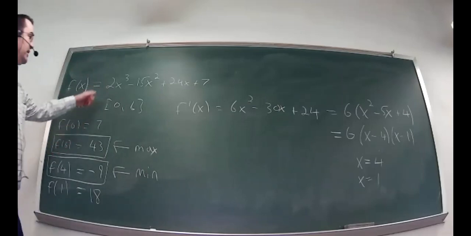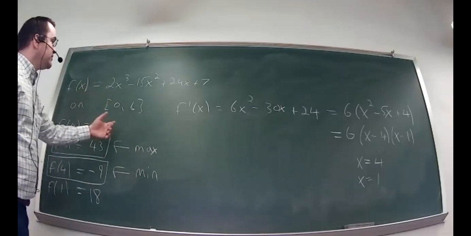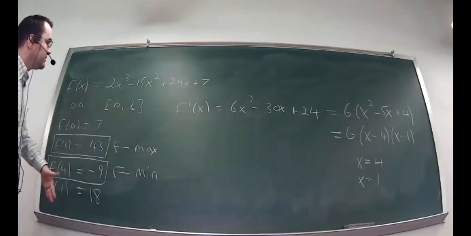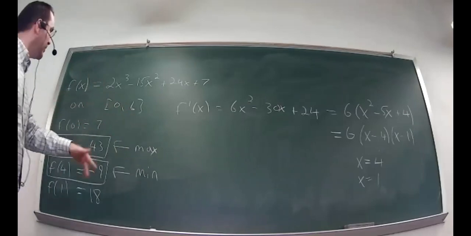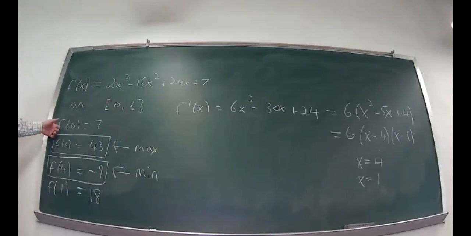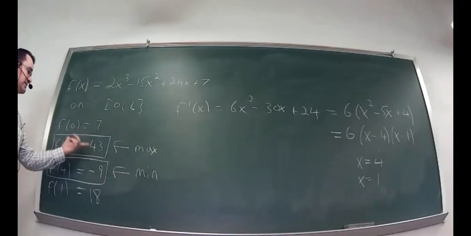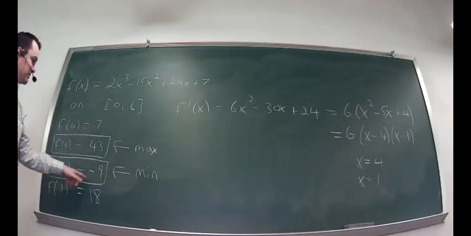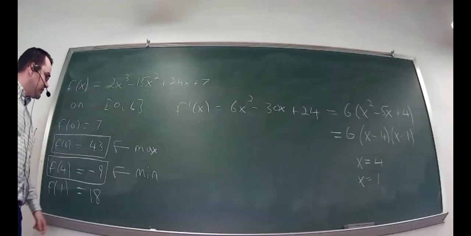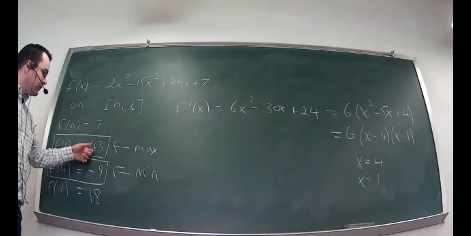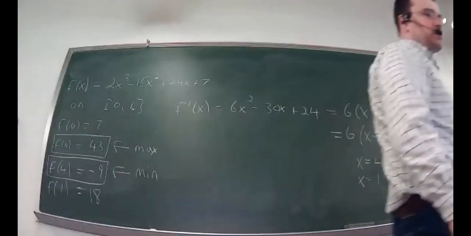So given a function and an interval, where are the extreme values? They either occur at endpoints or at places where the derivative is equal to 0, critical points. You find those critical points that lie in the interval. You make a list of the endpoints and the critical points. The maximum has to be something on the list, so just pick the biggest, and that'll be the maximum. The minimum has to be something on the list. Pick the smallest, and that'll be the minimum. So the extreme values are 43 and -9. Any question about that process?